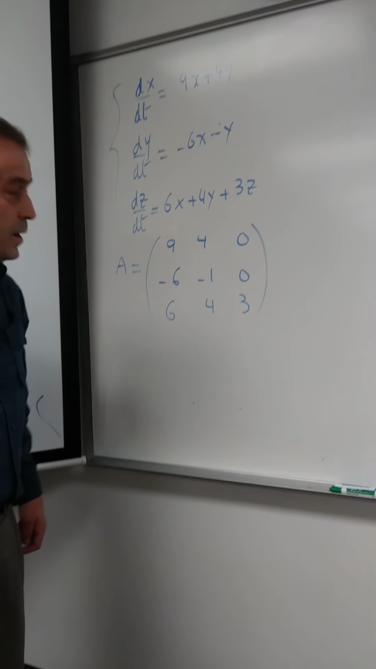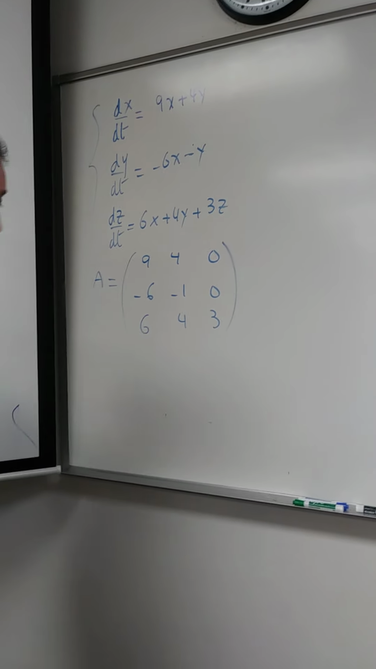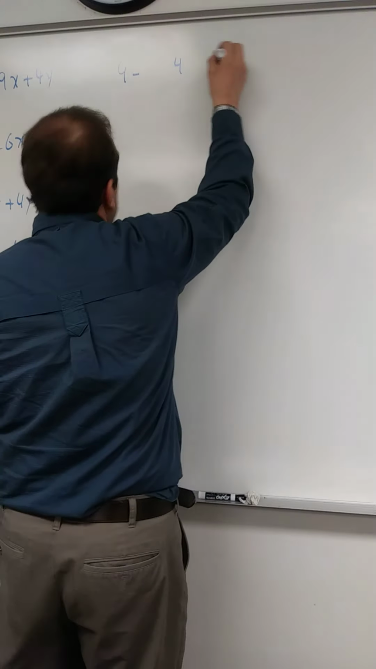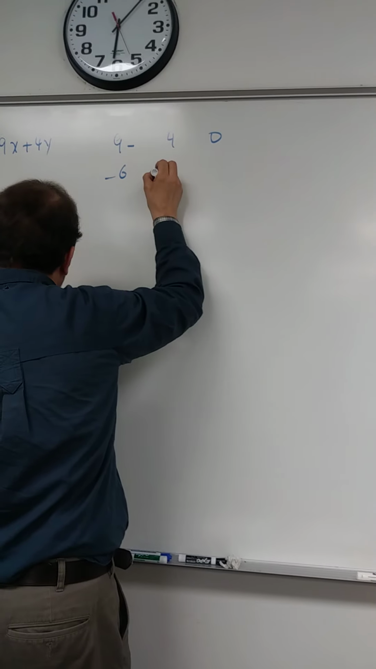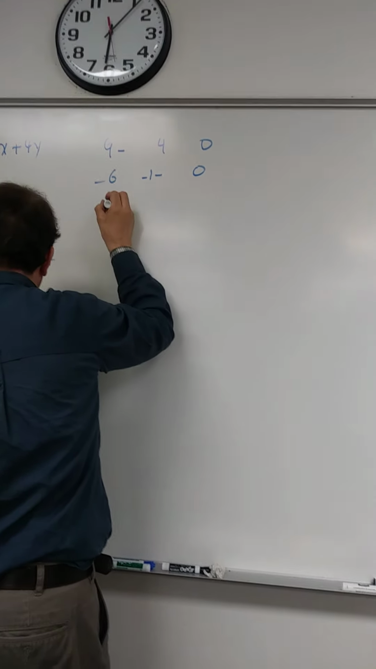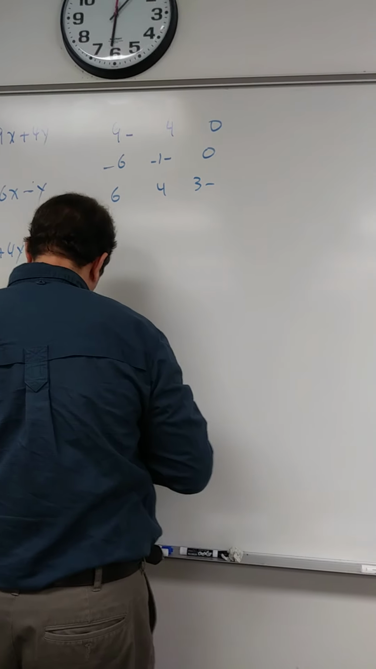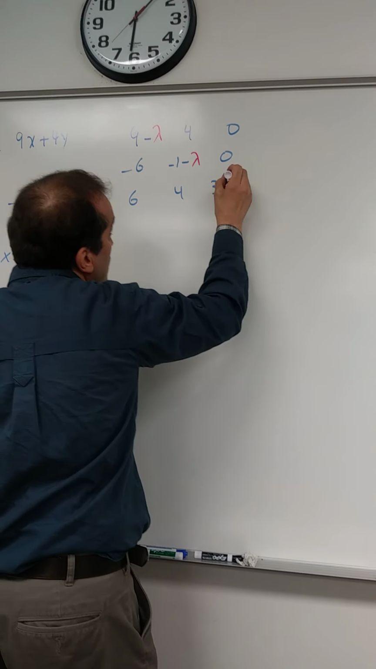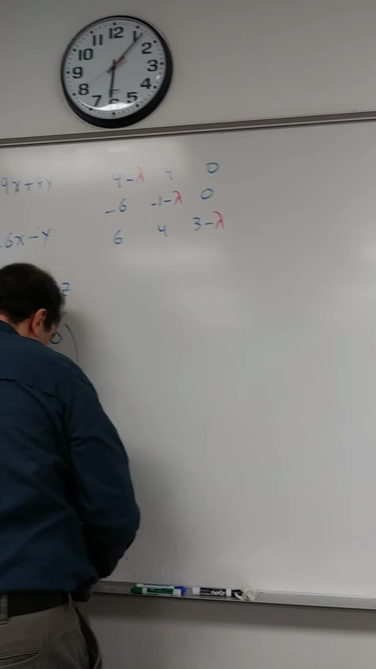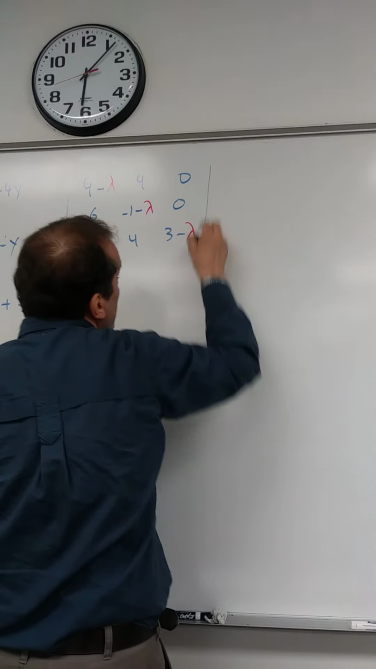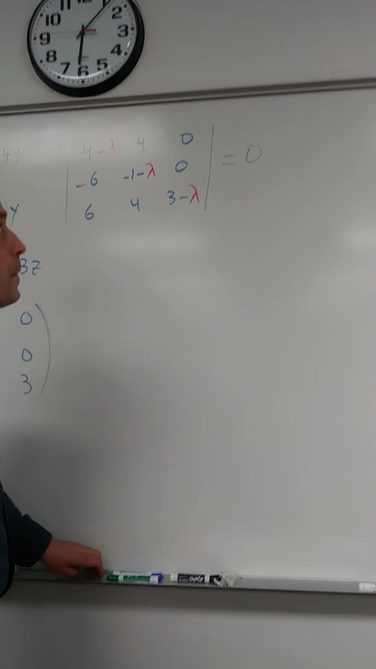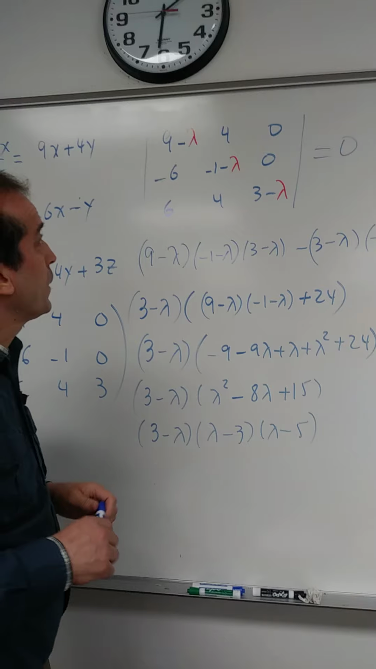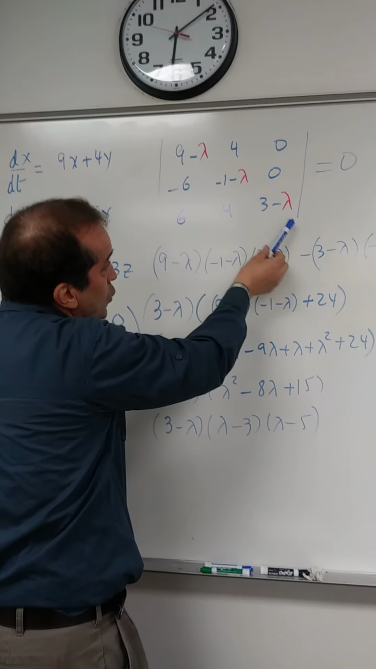The characteristic equation that helps us find the eigenvalue is going to be 9 minus lambda, 4, 0, minus 6, minus 1 minus lambda, 0, 6, 4, 3 minus lambda. And I'll put lambda in red. And we need to set this determinant equal to 0.